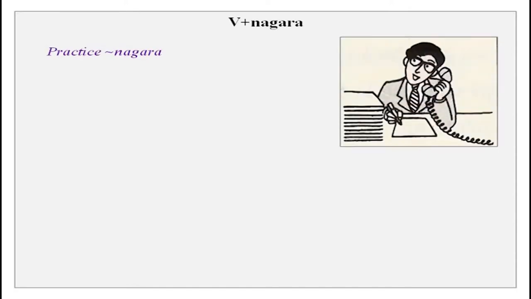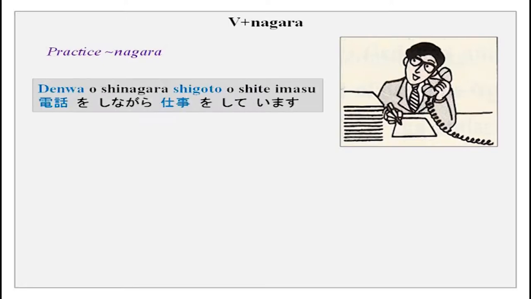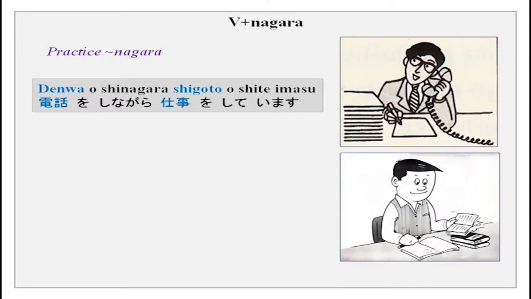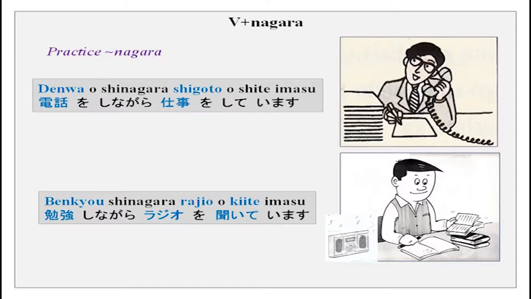For example, this gentleman is talking on the phone and writing something. So, denwa de hanashinagara shigoto wo shite imasu. Talking and writing. And of course, you can see Rao-san over here, he is doing something, listening to music on the radio, and benkyou shinagara radio wo kiite imasu is listening to the radio while studying. So, this is how you can practice the nagara form and do a lot of conversation.